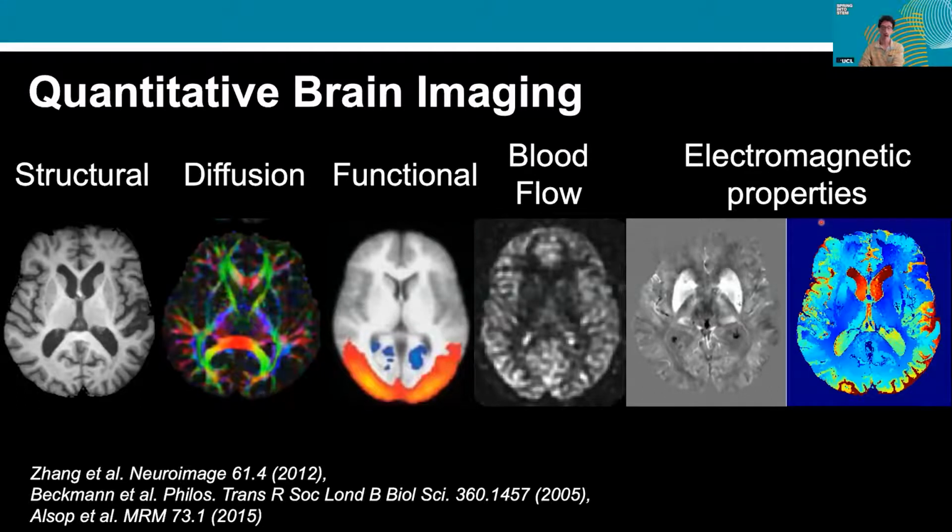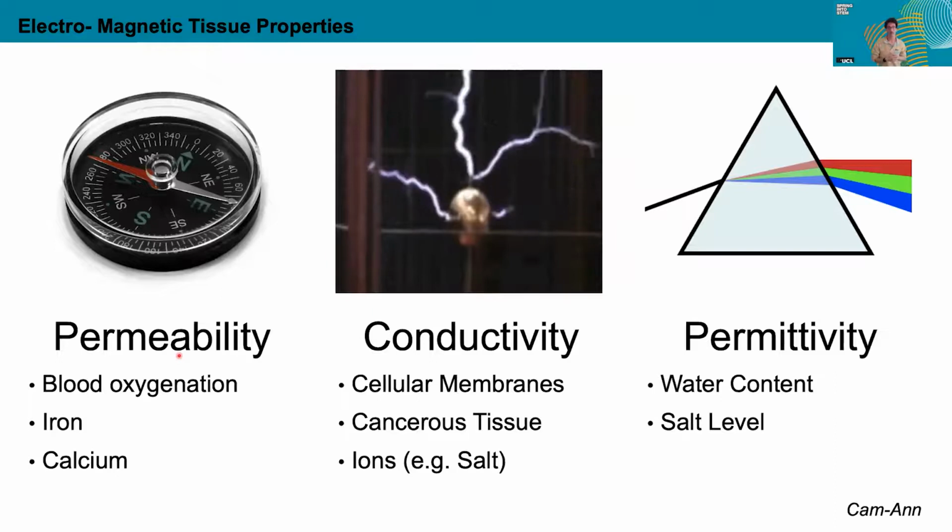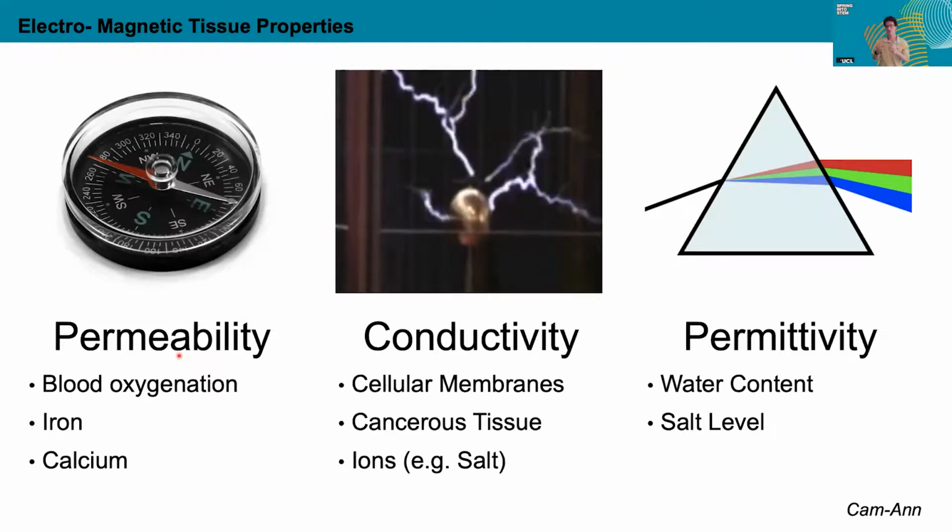Before we get into how to actually image these electromagnetic properties, I'll give a quick rundown of what they are and why we're interested in them. So the permeability, which is often referred to as magnetic susceptibility in MRI, essentially deals with how the tissue or material you're interested in reacts to an applied magnetic field.